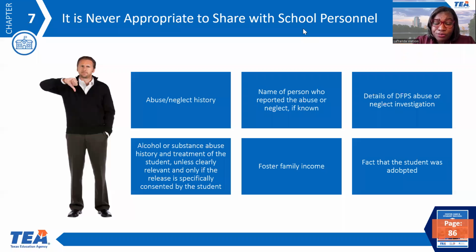Any alcohol or substance abuse history and treatment of the student, unless clearly relevant, and only if the release is specifically consented to by the student. Make sure you understand what that just said. So if the student says it's okay for someone to know about that, they have just given consent. Also, the foster care family's income is not for school personnel to know. That is not important. And lastly, the fact that the student was adopted.